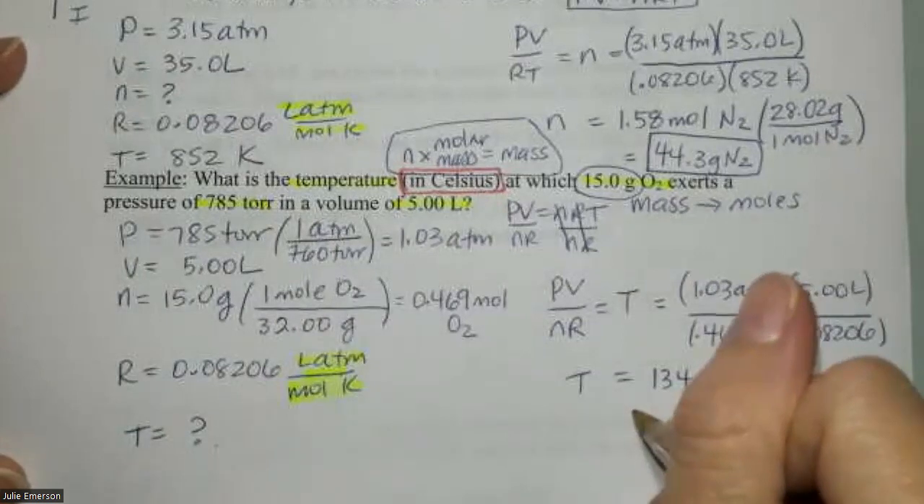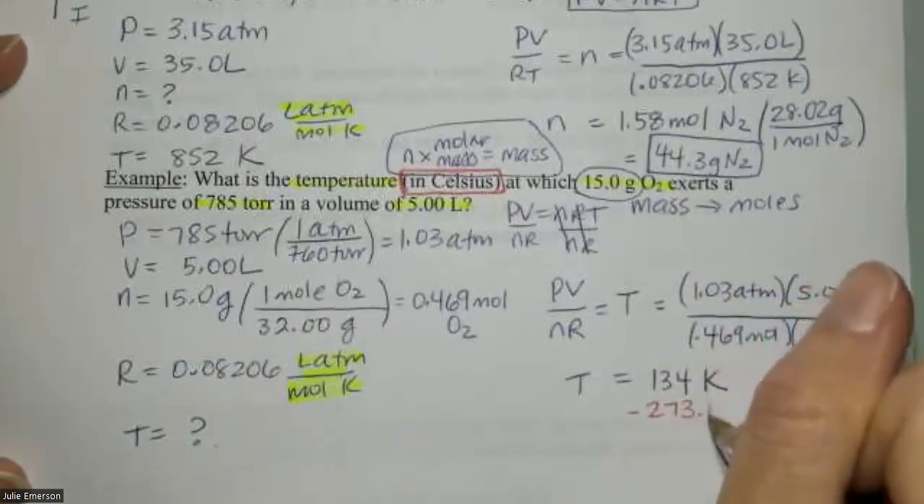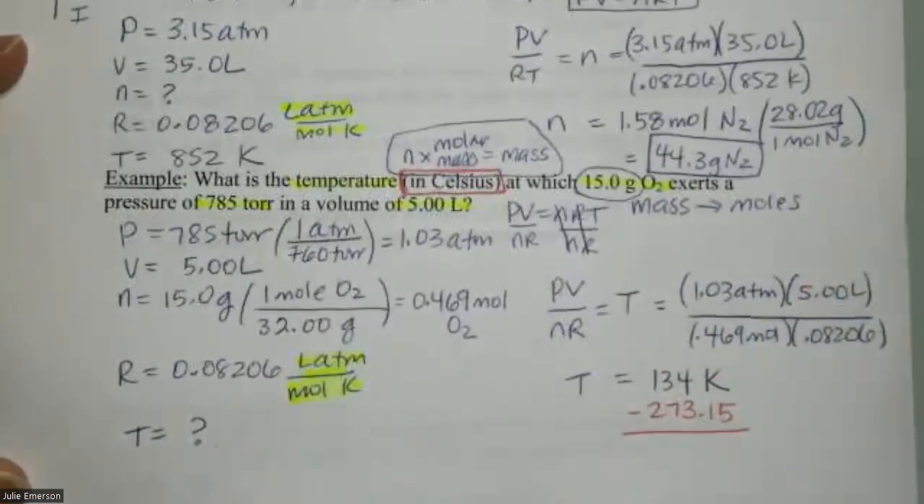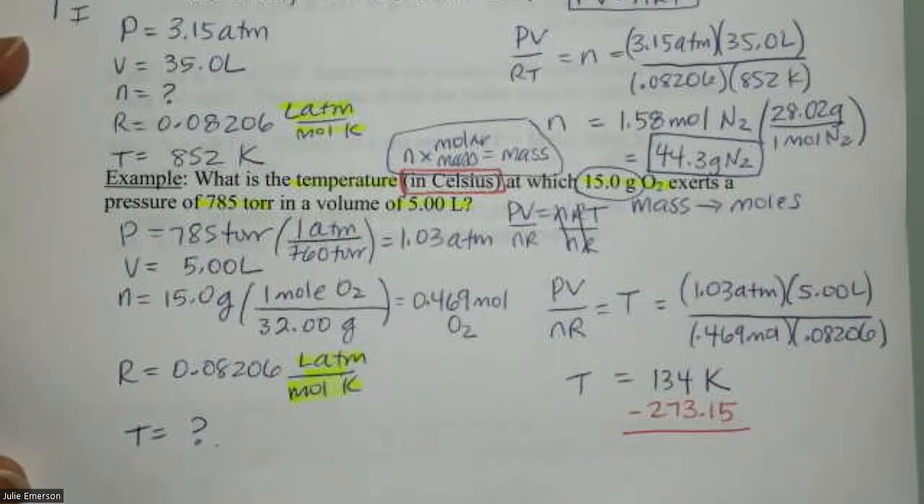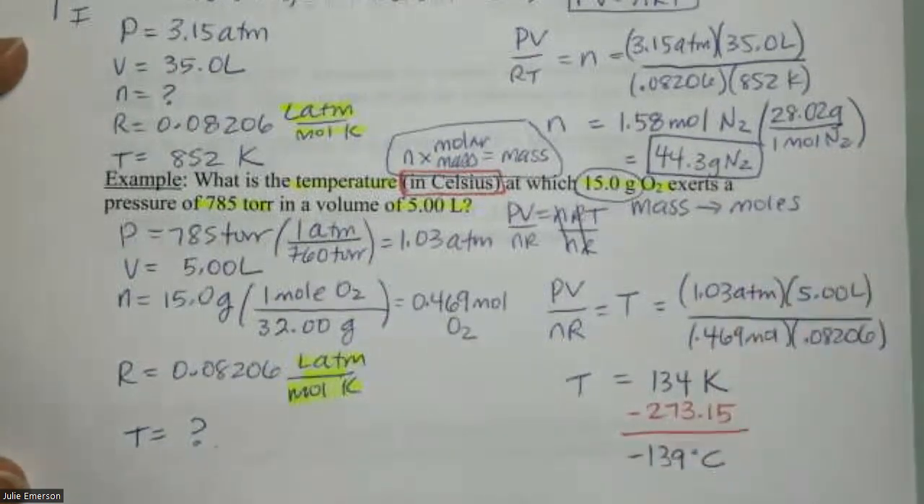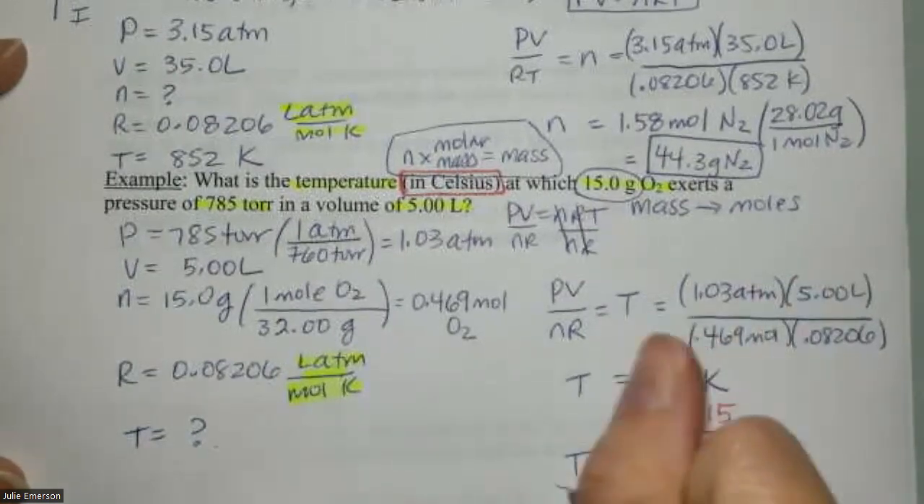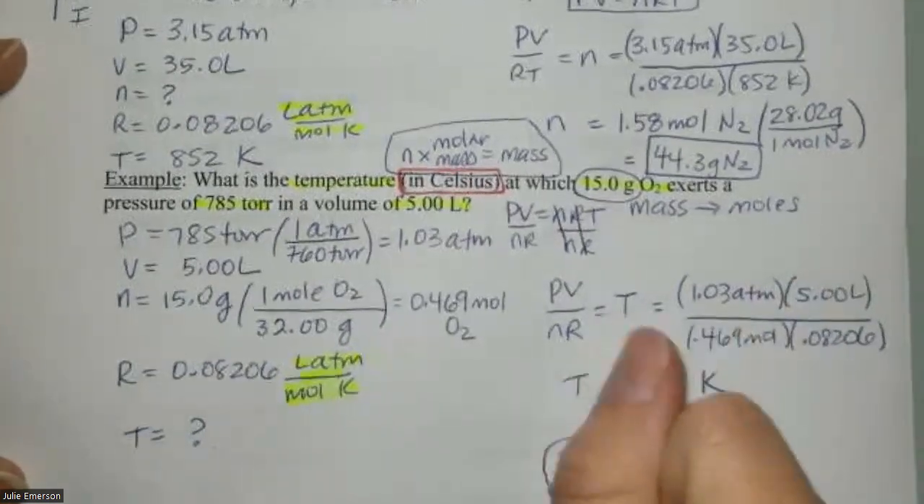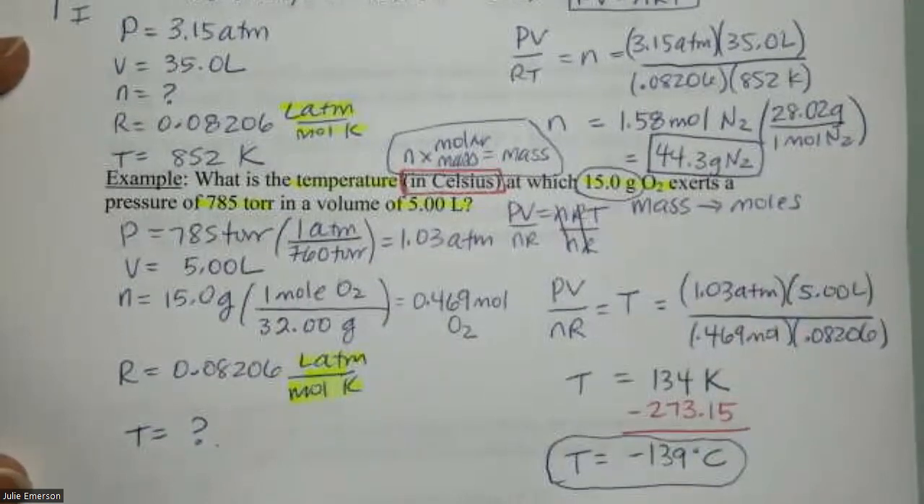We're going to take that Kelvin and subtract the 273.15. When I take 134 minus 273.15 and keep it to the ones place, I get negative 139 degrees Celsius. So that would be the temperature of my oxygen gas under those conditions.